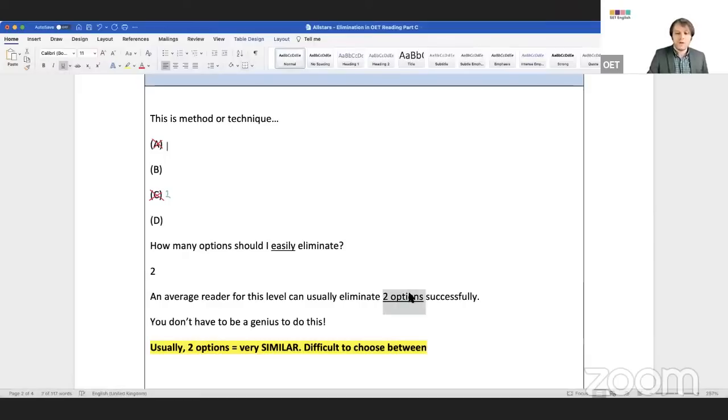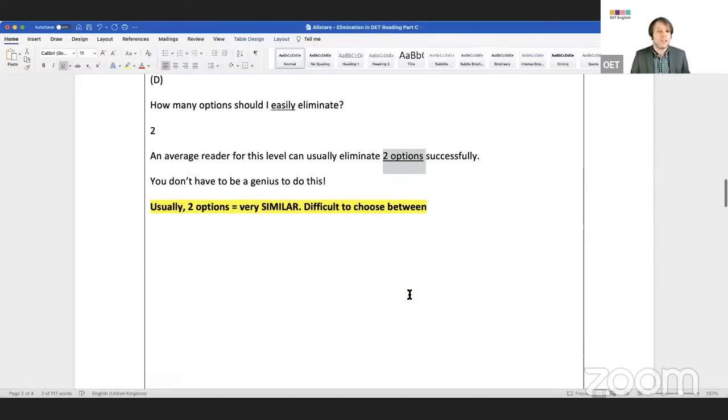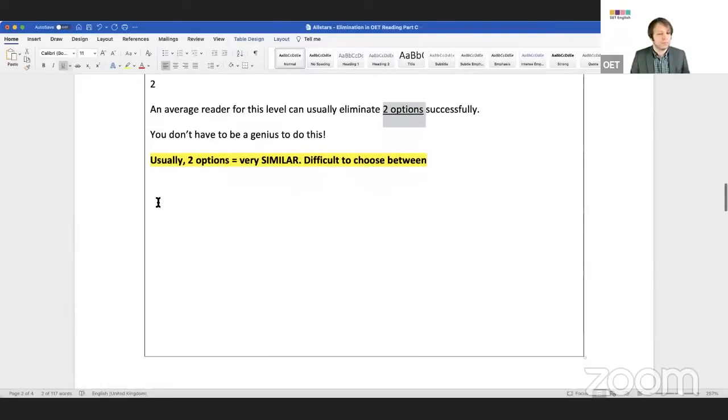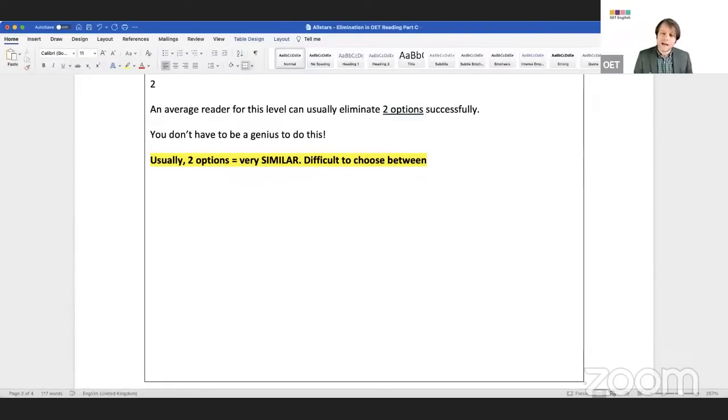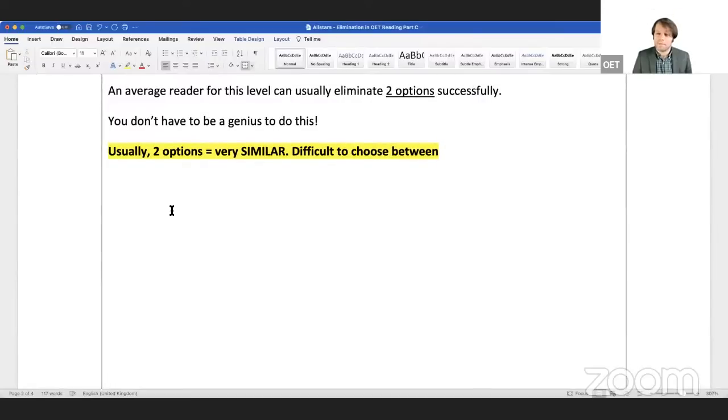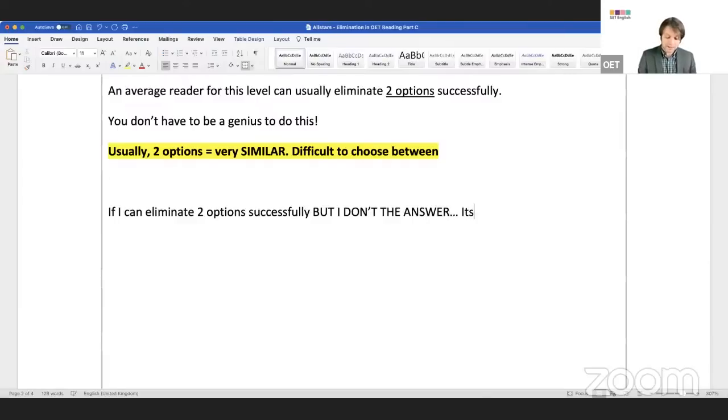Okay? If we can eliminate two options successfully, but we still don't know the answer, don't you guys see that that's actually a good situation to be in? Do you know what I mean, everyone? Is that clear for you guys? If I can eliminate two options successfully, but I don't know the answer, it's still very good. Why is it good?